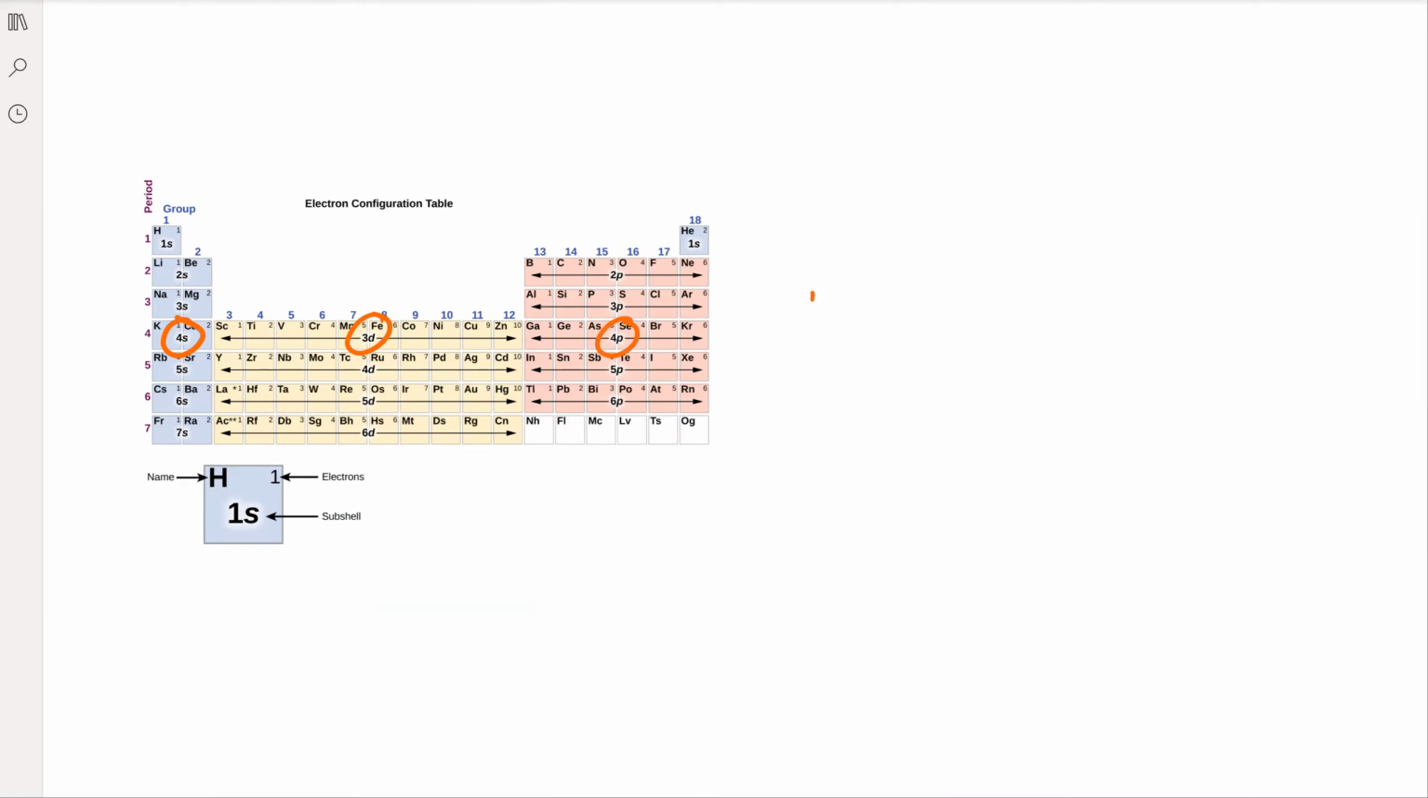So the D block is always n minus 1, right? Whatever row you're on, you subtract 1 from it. So for example, 5s, 5p, in the middle is only 4d.